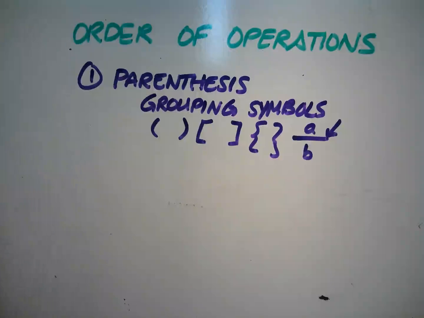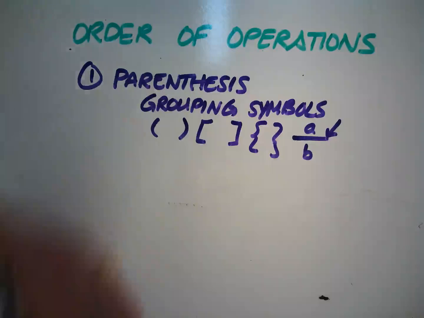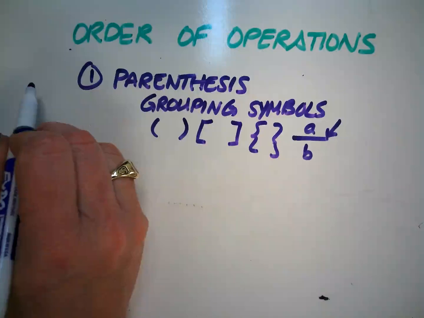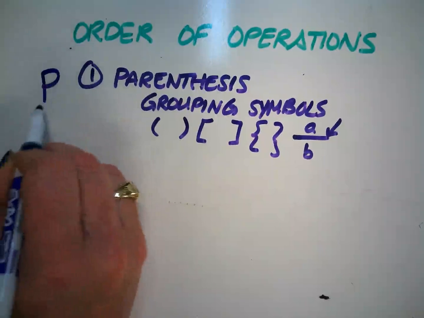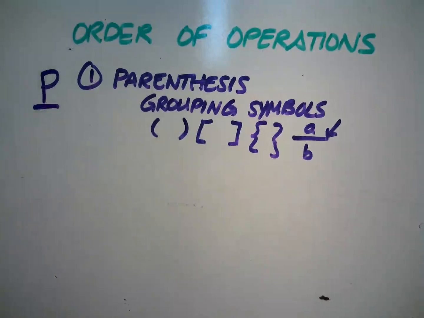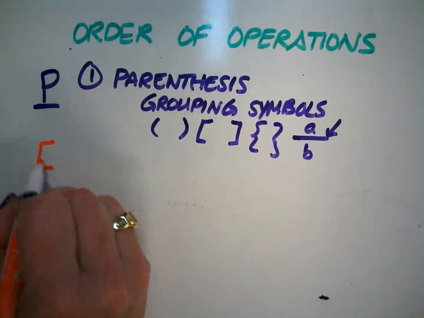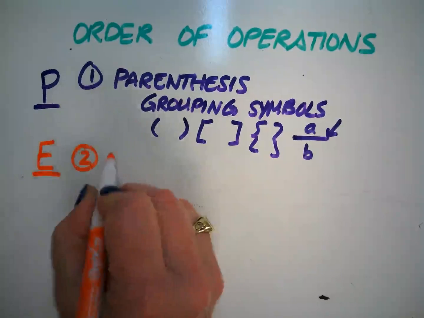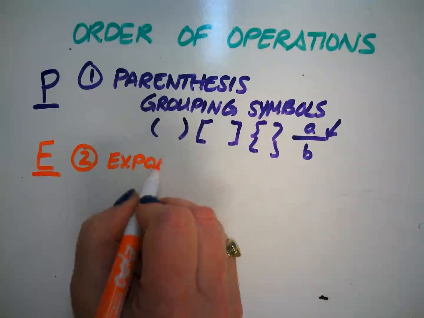Now in PEMDAS, the mnemonic device we usually use to remember this, the P stands for parentheses. So P in PEMDAS is for parentheses. All right, then we move on to the E in PEMDAS. E stands for exponents. That will always come next.